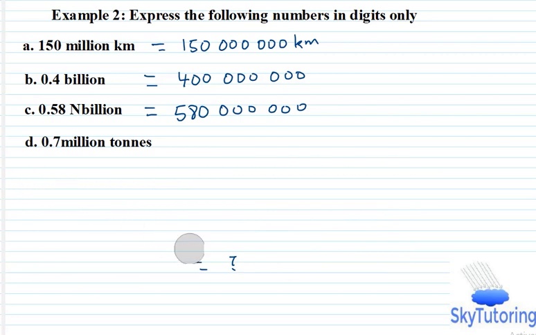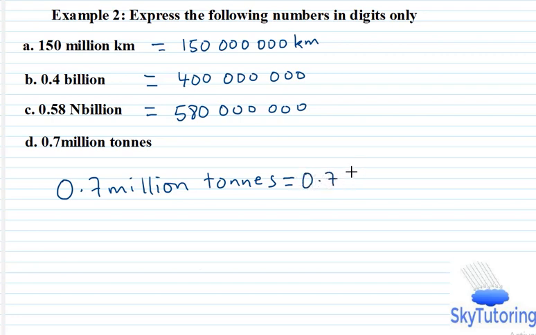Okay, let's see the final one quickly. Let's say we have 0.7 million tons. So what is 0.7 million tons in numbers only, in digits only? So I'll be multiplying 0.7 times, I forgot my unit here, which is tons. So 0.7 multiplied by 1 million.